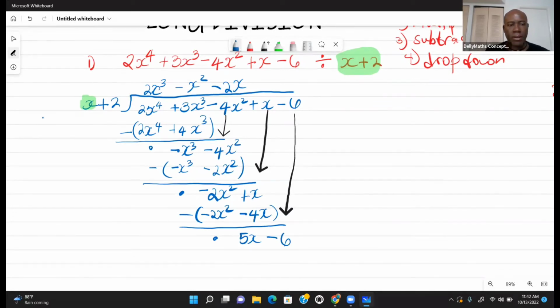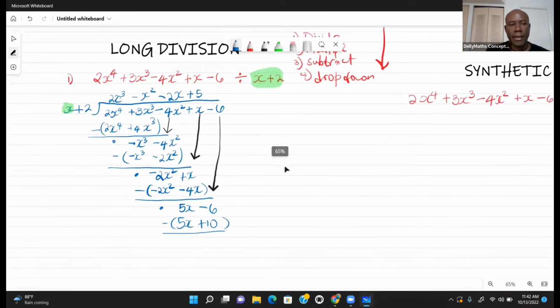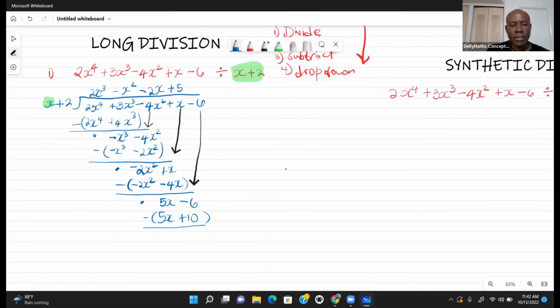Now we divide x into 5x, and that gives me positive 5. When I multiply 5 times x, I get 5x, and 5 times 2, I get positive 10. I draw my line and now subtract. 5x minus 5x is 0. Negative 6 minus 10 is going to give me negative 16.